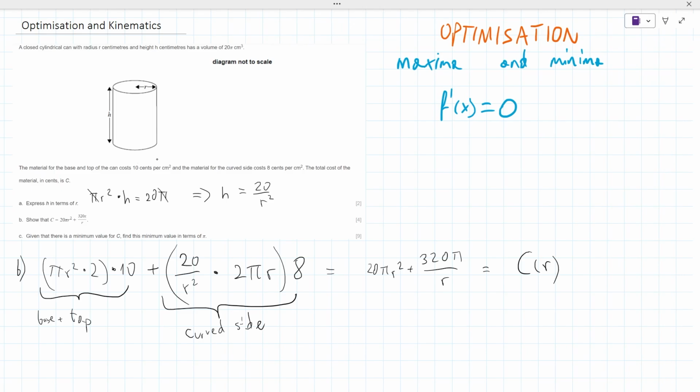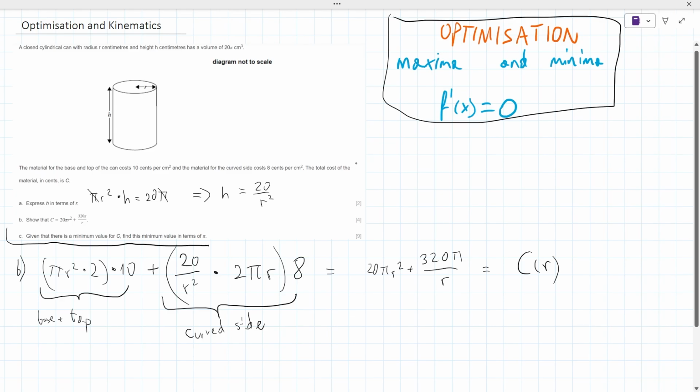And for this to make sense, there needed to be some constraint. In other words, there needed to be something that related r to height. As you changed r, h needed to change as well so that the total volume is 20 pi centimeters cubed, because say this packaging needs to contain this many liters of some liquid. And now comes the differentiation part, the optimization, which is this simple method really.